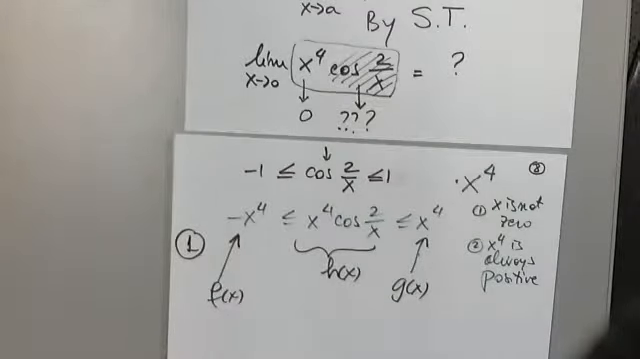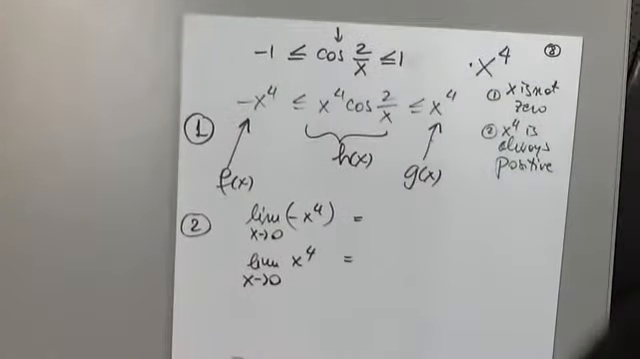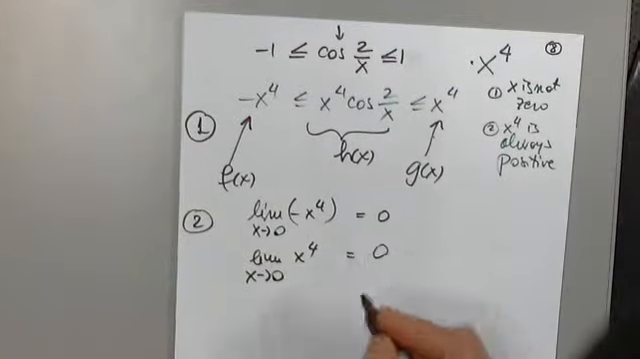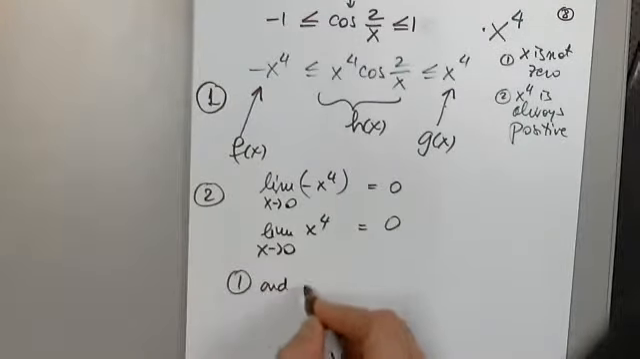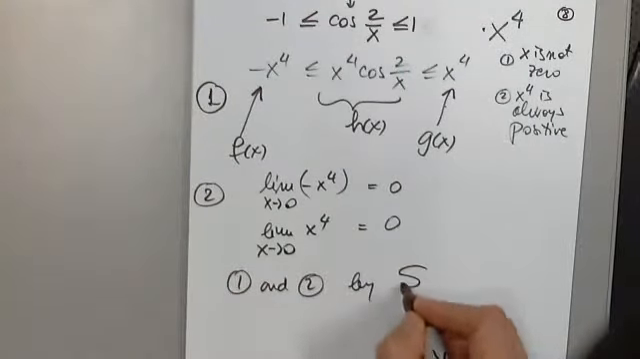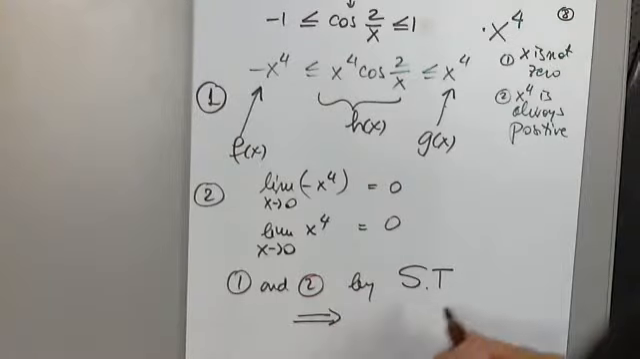But now I have the second step to show. What is the second step? What do I have to show? You have to show that the limits of each side of the sandwich are the same. Yes. So what is the limit from the first? 0. What is the limit from the second? 0, 0. What do I conclude from 1 and 2 by the squeeze theorem? What do I conclude?